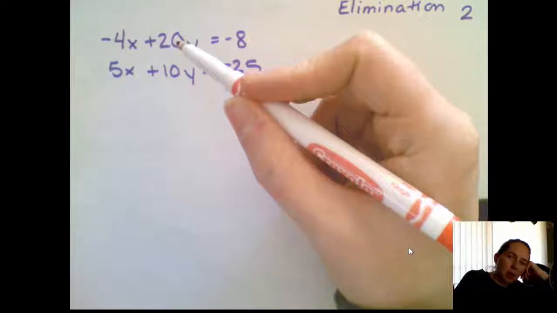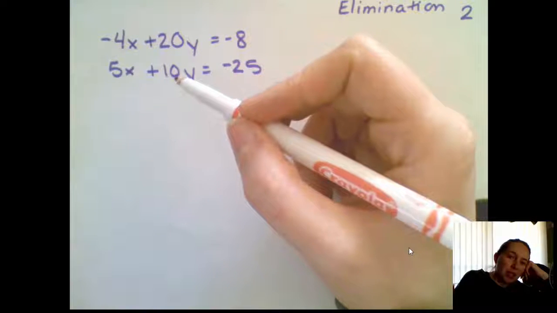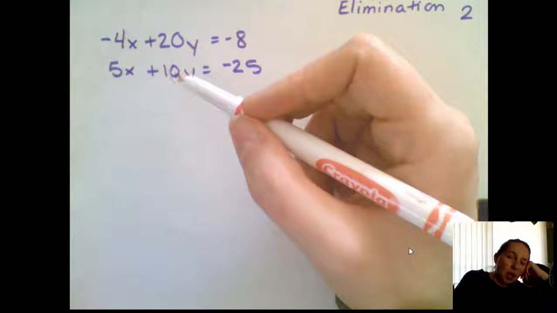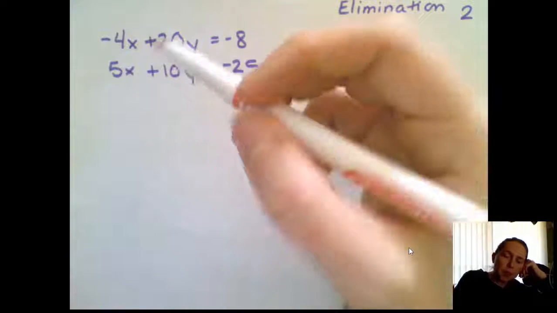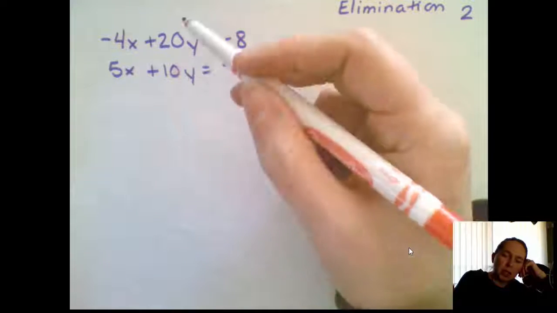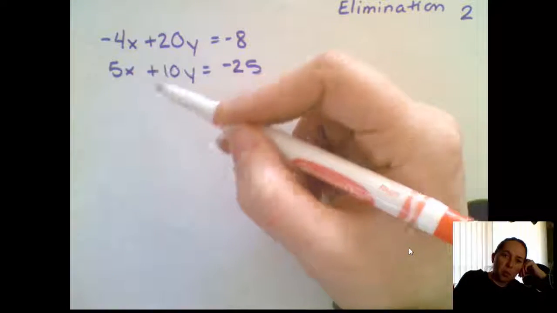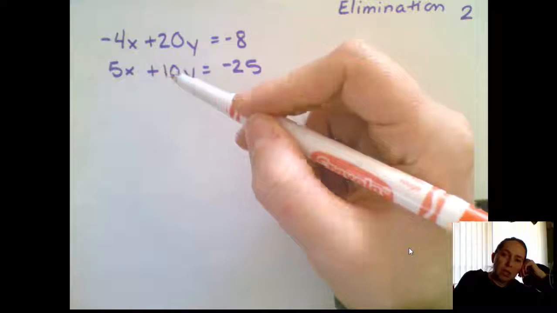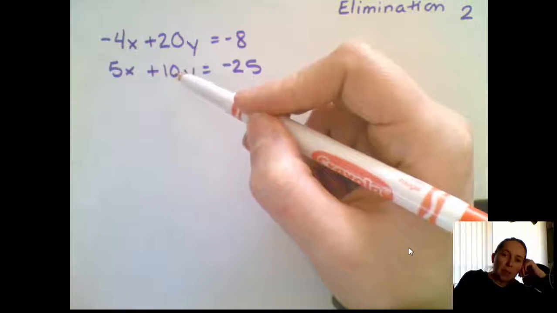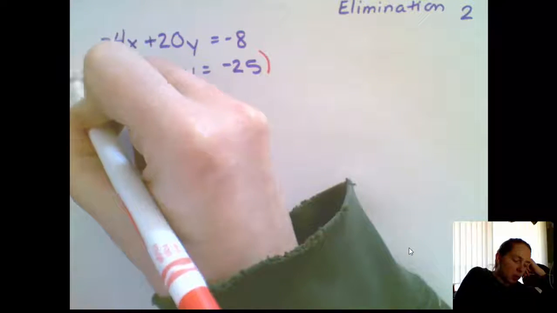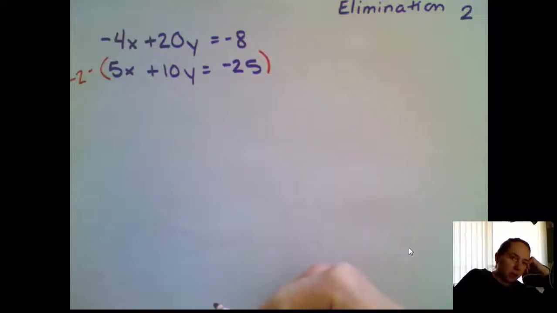Because I know this top one is 20, and I know 10 is close to 20. I know if I times 10 by 2, it'll become a 20. The problem is they're both positive right now, and we need this number that is 10 right now to be negative. So if I want it to become a negative 20, I'm going to times it by a negative 2. So I'm going to times everything in the bottom equation by negative 2.